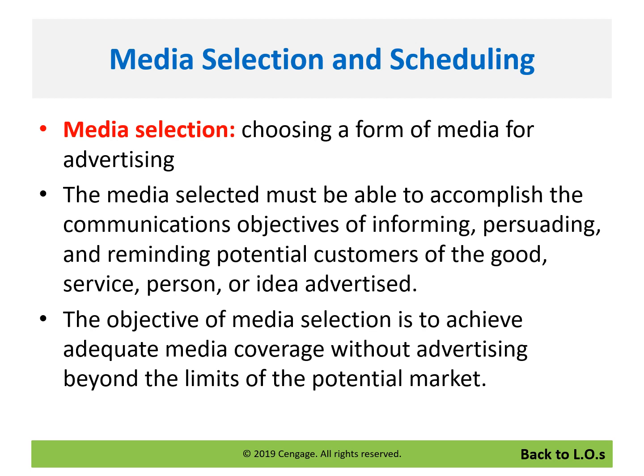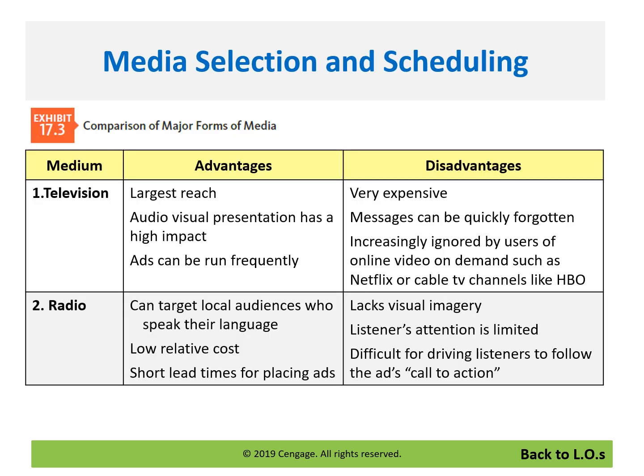Media selection and scheduling. Media selection refers to choosing a form of media for advertising. The media selected must be able to accomplish the communications objectives of informing, persuading, and reminding potential customers of the good, service, person, or idea being advertised. The objective of media selection is to achieve adequate media coverage without advertising beyond the limits of the potential market.